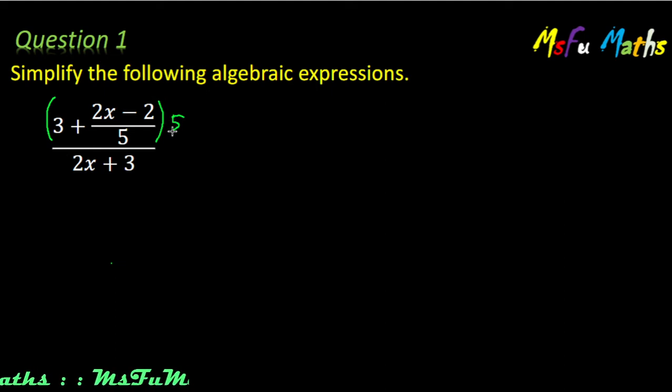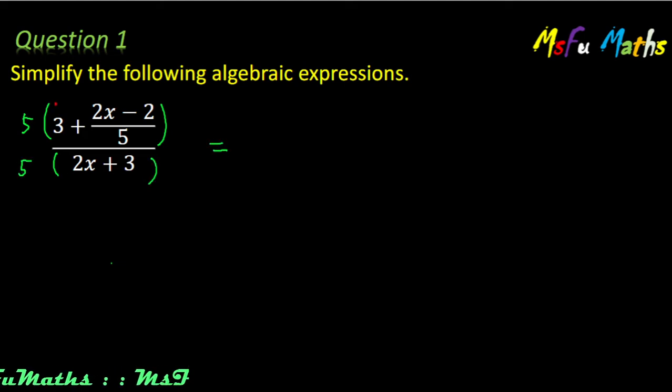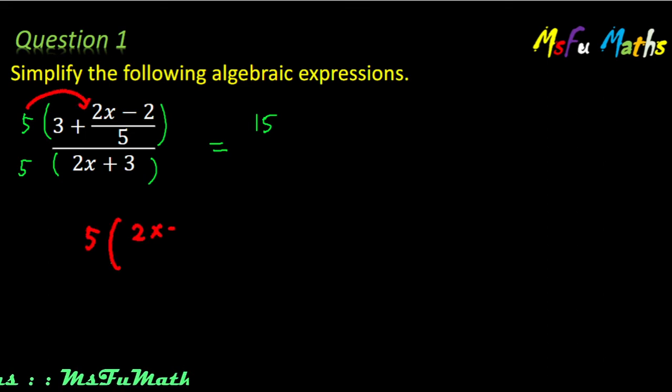Remember, when you want to multiply by 5, you have to multiply both numerator and denominator. So down here, I also need to multiply by 5. So I put times 5 here and here also times 5. After you multiply, 5 times 3 is 15. Then 5 times 2x minus 2 over 5, and this 5 you can cancel.